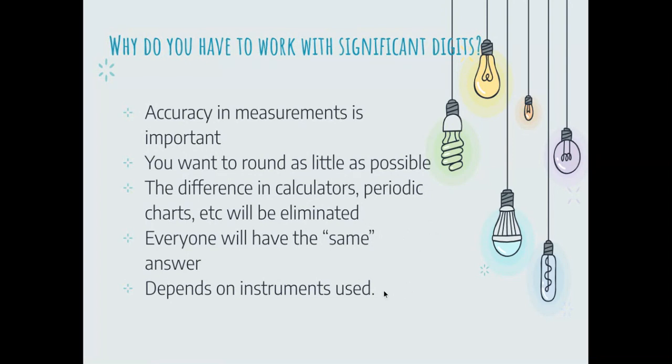It can also depend on the instruments used. If you're using a metric millimeter ruler and your partner is using a tape measure that has English units on it, you're going to have very different answers, even if you convert them over. So we want to make sure that we're all on the same page, speaking, quote unquote, the same language.